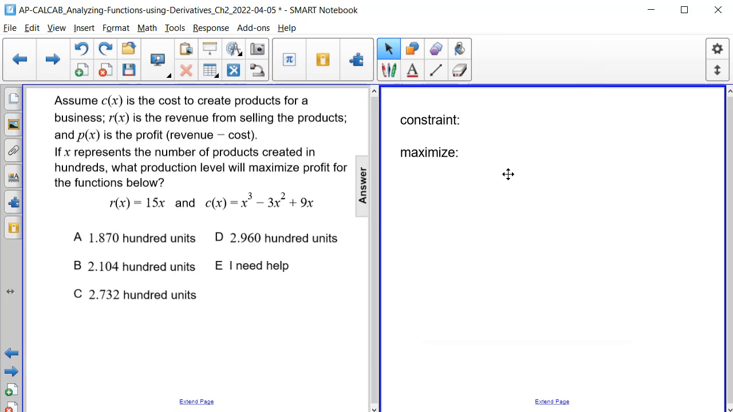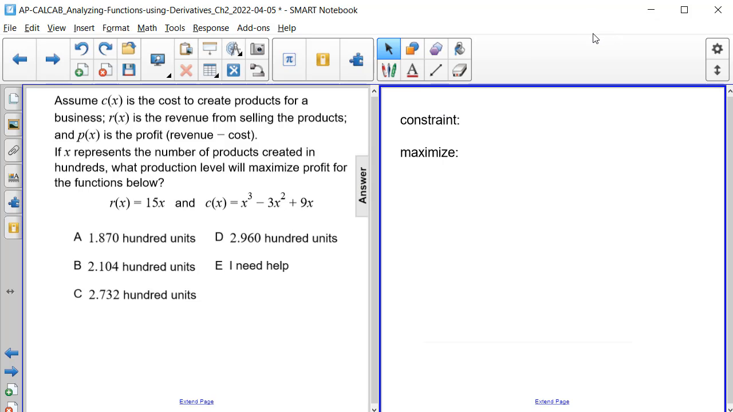Assume that C of X is the cost to create products for a business, R of X is the revenue from selling the products, and P of X is the profit, or revenue minus cost. If X represents the number of products created in hundreds, what production level will maximize profit for the functions provided below? Our revenue function R of X is equal to 15x, and our cost equation C of X is equal to x to the third minus 3x squared plus 9x.